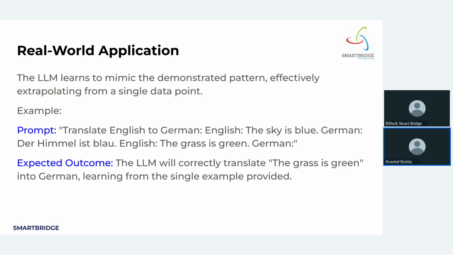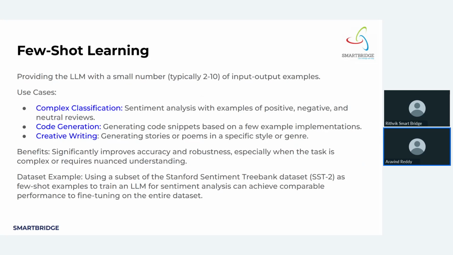So coming to few shot, we give n number of examples, from 2 to 10, 2 to 30, whatever it may be. It will do complex classification, sentiment analysis with examples of positive, negative, and neutral. If you want to tell the model which one is positive, which is negative, and which is neutral, you provide an example for each: for positive, an example; for negative, an example; for neutral, an example. So here we are passing n number of examples.